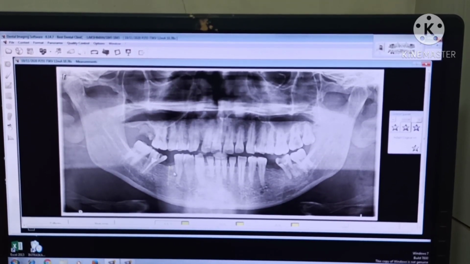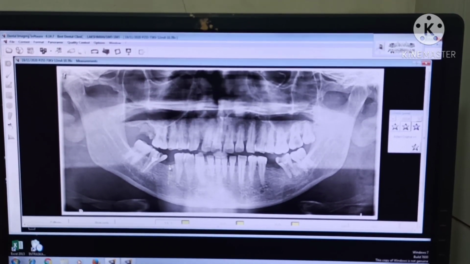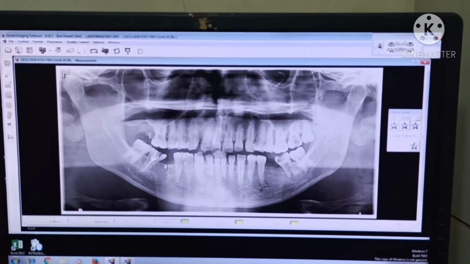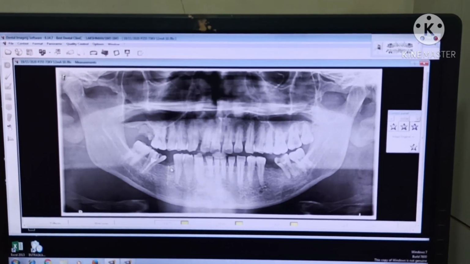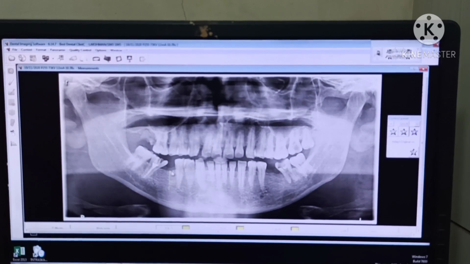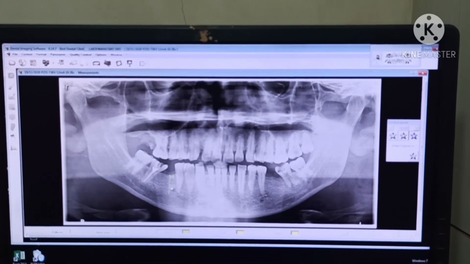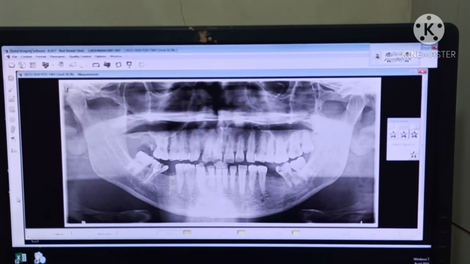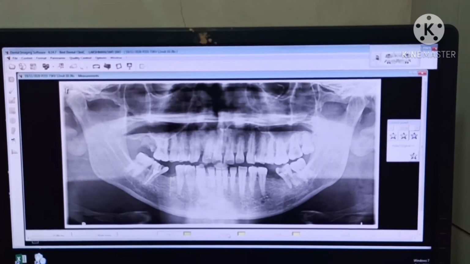What is the diameter? Diameter depends on the thickness of the ridge, which we cannot see in the OPG. So clinically you can see. If the ridge is good, you can select a 4 mm diameter. If the ridge is thin, you can select a 3.5 or 3.7, whatever it is, a lesser diameter. So the mesial implant is over, we have selected.